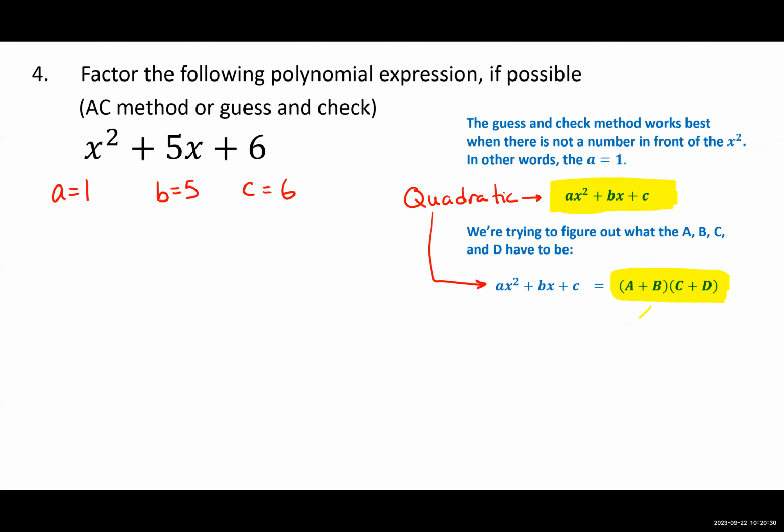You may remember, hopefully you remember, if you're starting with the right-hand side, what I have highlighted in yellow, let me get rid of this arrow, too many arrows. We multiply, and sometimes we use what's called the FOIL method. First times first, outer times outer, inner times inner, and last times last. And what we're doing now is the opposite. We're factoring.